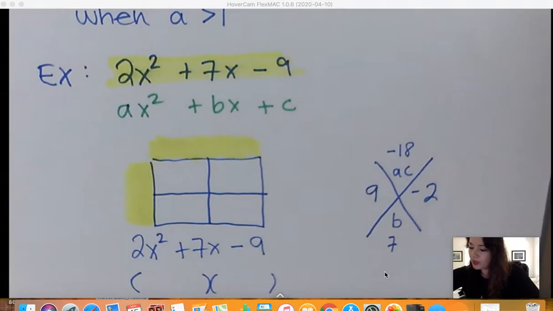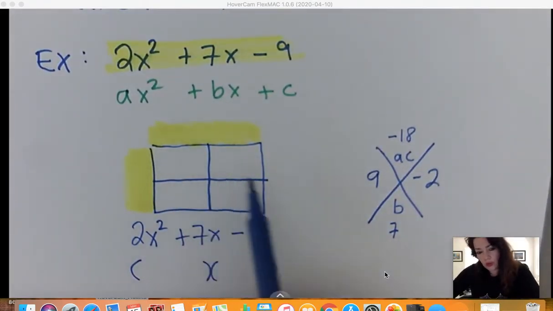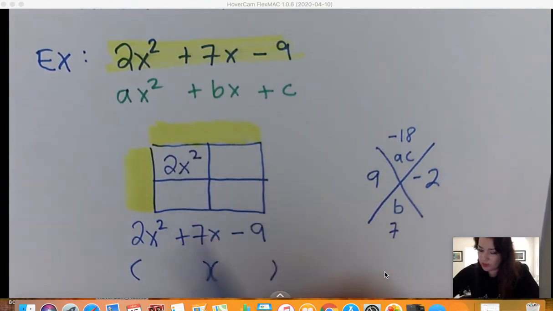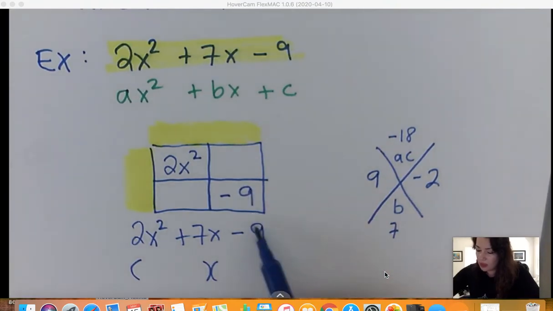Now, how do we enter that into our model here? Well, we know that when we add up all these squares, we get 2x squared plus 7x minus 9. So up here, there is only one degree 2 term. So that's my 2x squared. And my -9 is my only constant. So that goes here on the bottom.